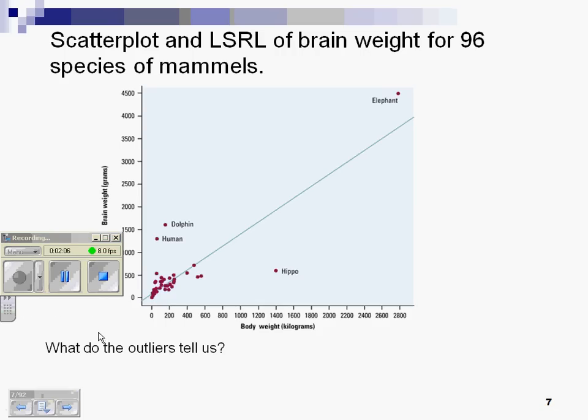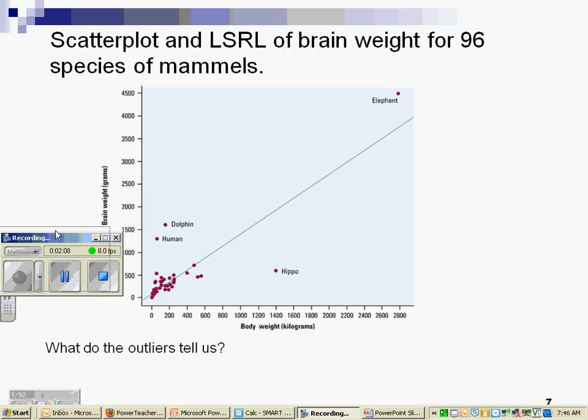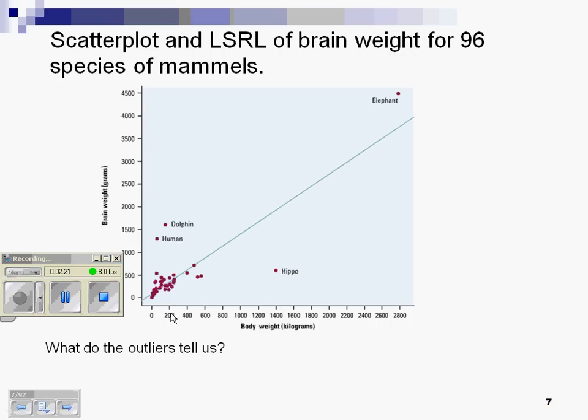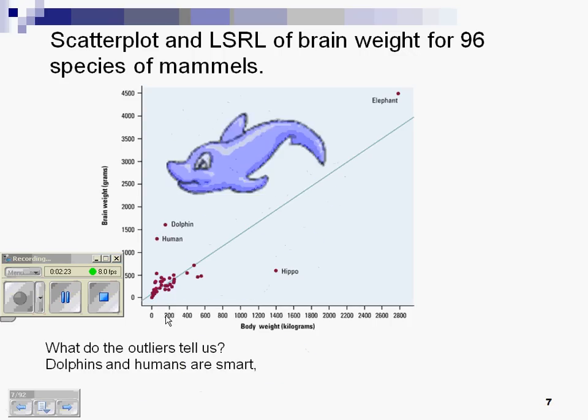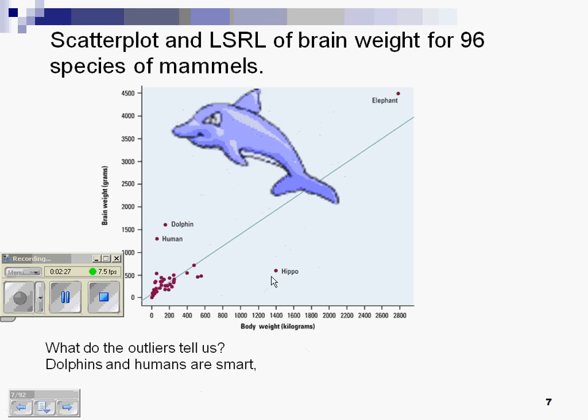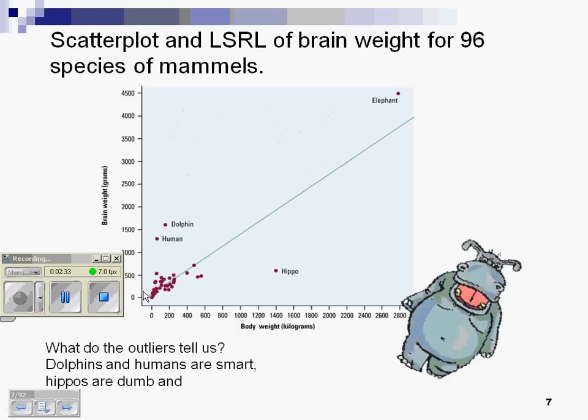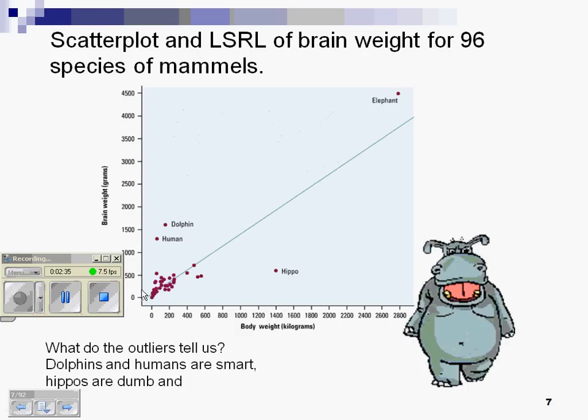So, what do the outliers tell us? Well, think about it for a minute. I noticed that dolphins and humans have large brains, but they're not very heavy. So dolphins and humans are smart. Hippos, however, have a great big body and a very small brain. So hippos are dumb.